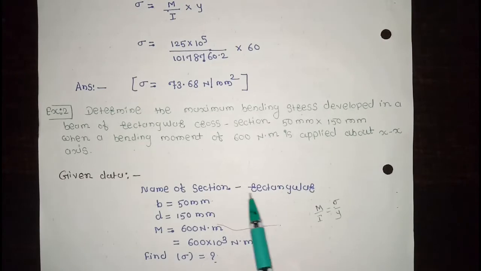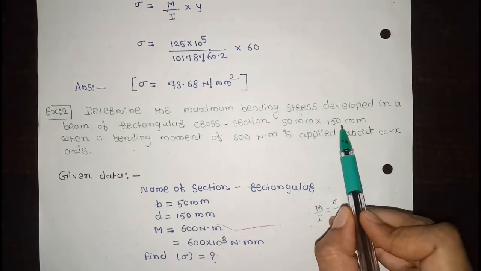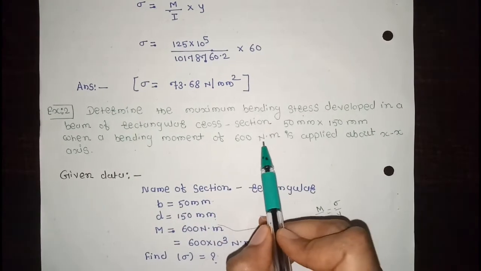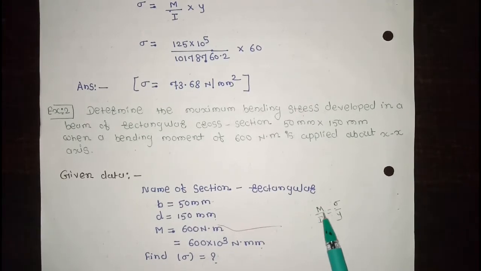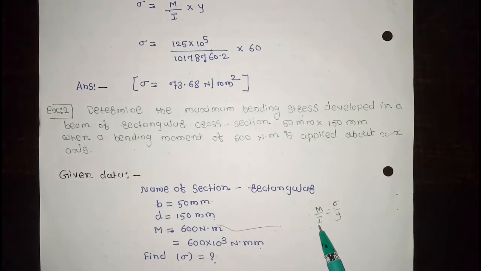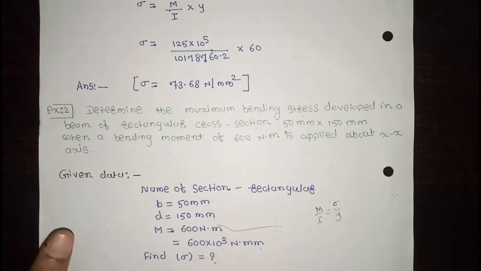Name of the section: rectangular, having B is equal to 50 mm, D is equal to 150 mm. Then given bending moment 600 Newton meter. So convert it: 600 into 10 cube Newton mm. So given M, calculate I, y and sigma. Okay, so find sigma. First of all calculate I, then y, then sigma.